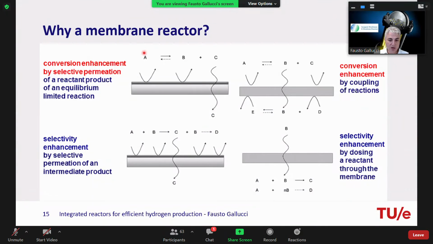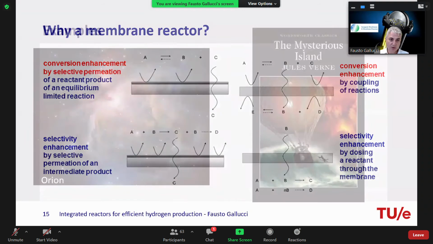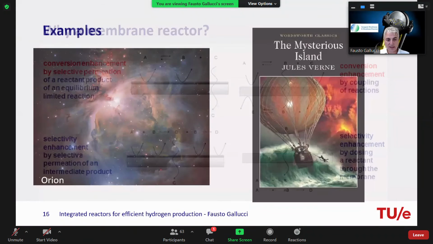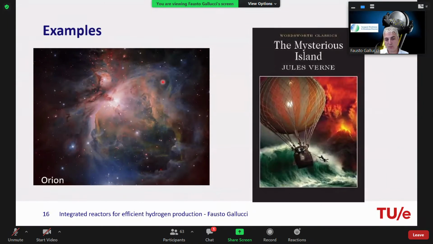Now, since we are discussing hydrogen production, we are in this particular case, because all the hydrogen production reactions, at least the thermal reactions, are equilibrium limited. So in this case, if you can separate something, and in particular hydrogen, then you can get an increase of conversion. Now, I want to give you two examples related to these two pictures.